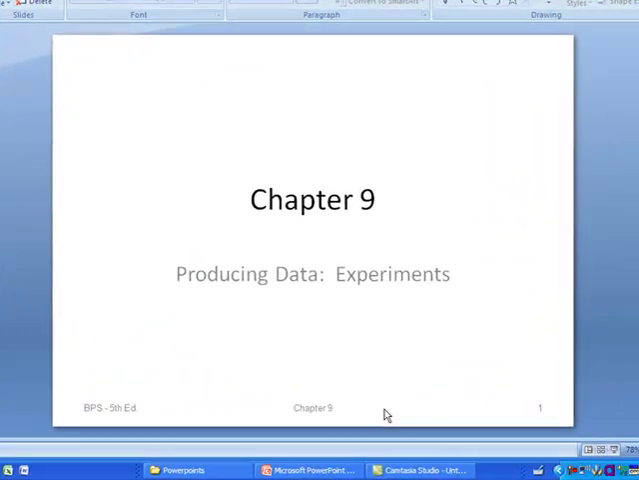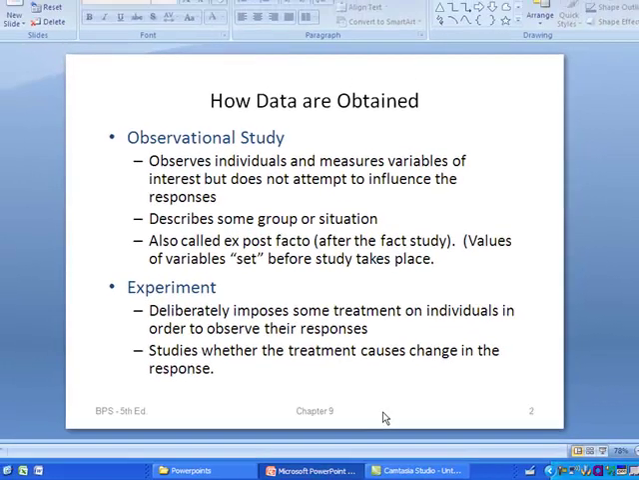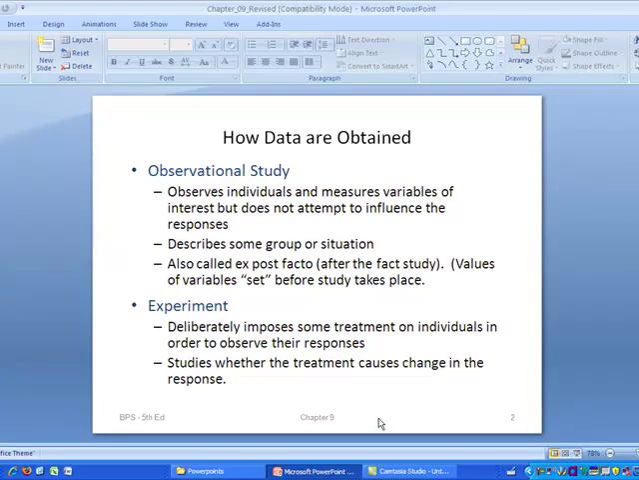Welcome back. We're here in Chapter 9, Producing Data, Experiments. We're now going to talk about how data are obtained. There's two different types: observational studies and experiments. Observational studies observe individuals and measure variables of interest, but don't attempt to influence any of the responses.